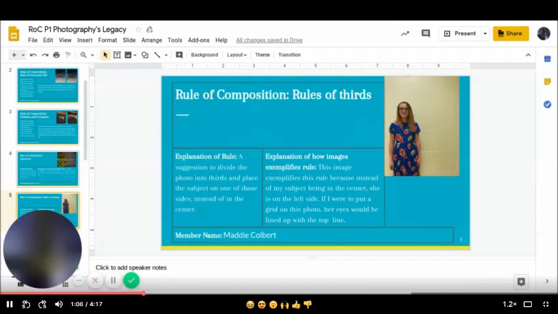The rule of thirds is a suggestion to divide the photo into thirds and place the subject on one of those sides instead of in the corners. This image exemplifies this rule because instead of my subject being in the center, she's on the left side, and if I were to put a grid on this photo, her eyes would line up with the top line.